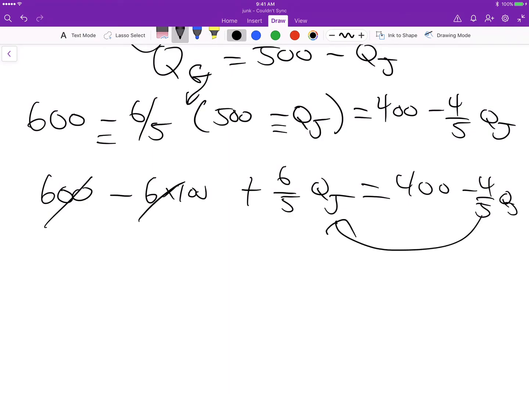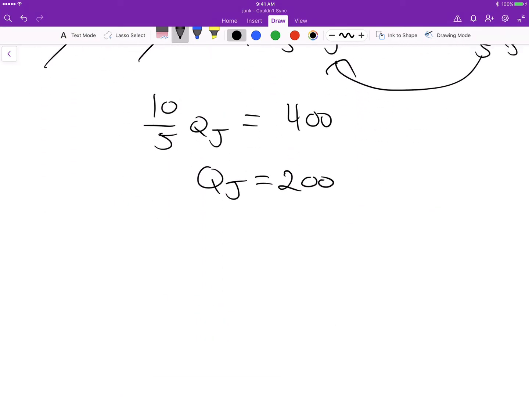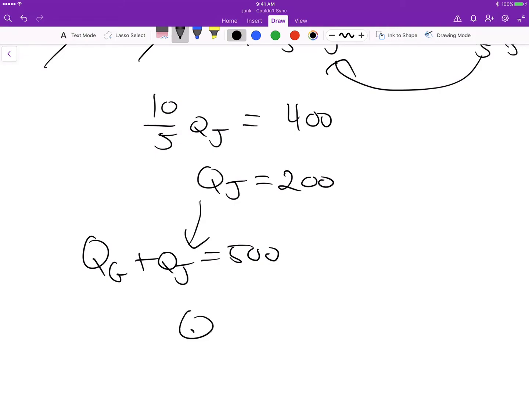We can bring the 4/5 QJ over to the other side, so now we have 10/5 QJ equals 400. This means QJ is equal to 400 divided by 2, which is 200. Now we're essentially done, because we know that QG plus QJ equals 500 when they're maximizing profits. If QJ is 200, that means QG has to equal 300. So we have our two quantities.